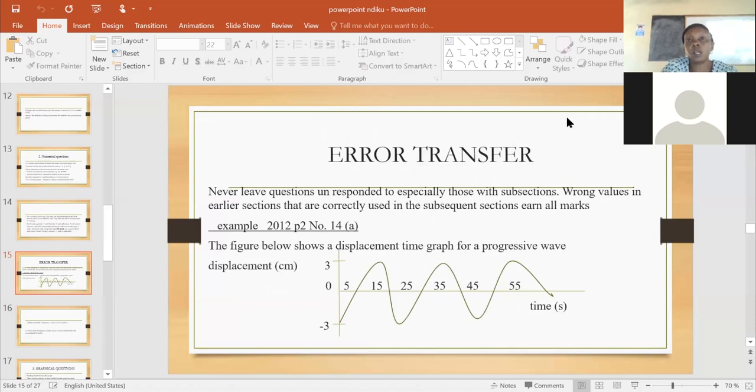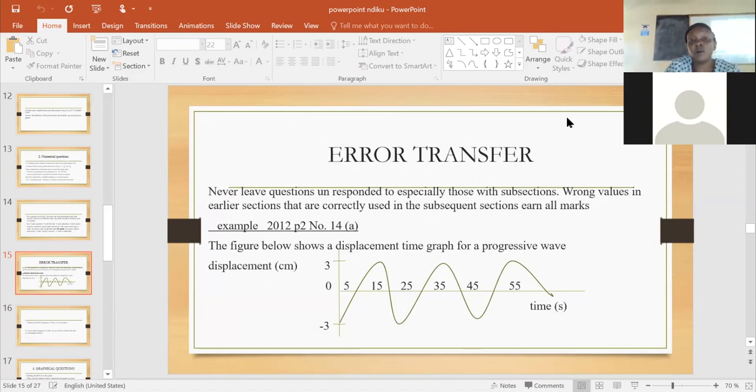We have what we call error transfer in physics. This is whereby it encourages candidates not to leave any questions unanswered, especially where we have subsections. If we have a wrong answer in an earlier section, and that wrong answer is used correctly in the subsequent section, then you'll end up earning all the marks.